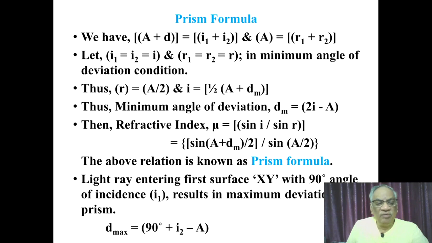A light ray entering the first surface XY with a 90 degrees angle of incidence I1 results in maximum deviation in a prism. So maximum deviation D max is equal to 90 plus I2 minus A, where A is the angle of the prism.